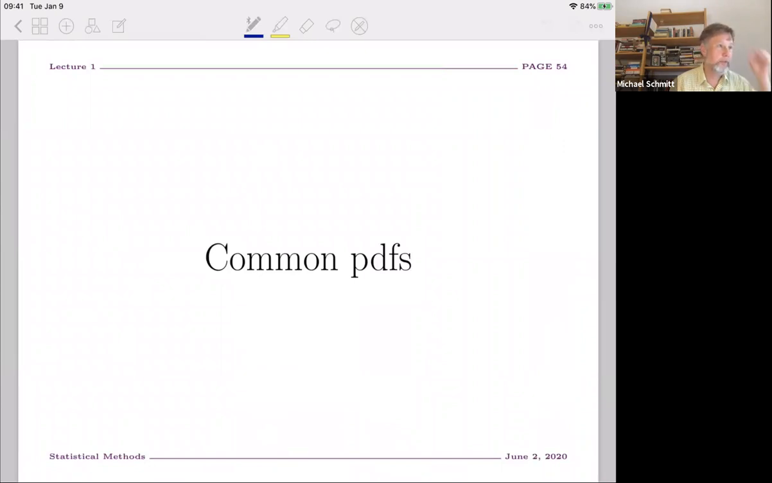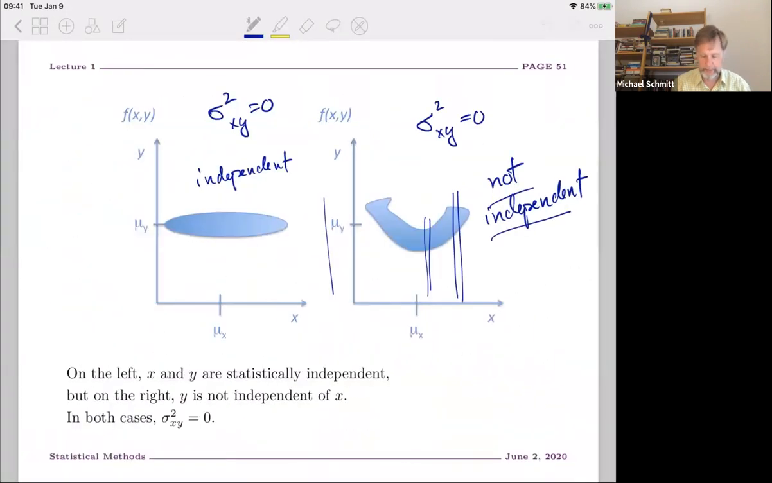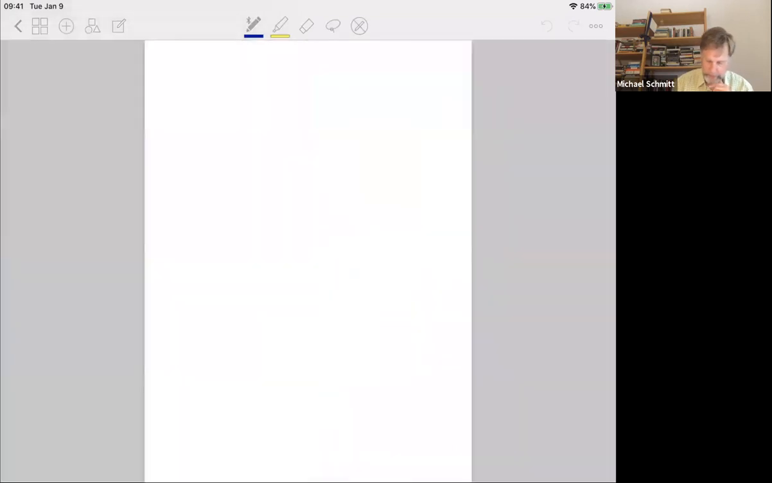Sorry, I missed a question. Dehang, thank you very much for your question. What does it mean if X and Y are dependent but uncorrelated? Well, let me give you another example. I'm going to insert a blank sheet here. Sorry that it's vertical, but you can still see it. So let's take the case when we have an x-axis and a y-axis.